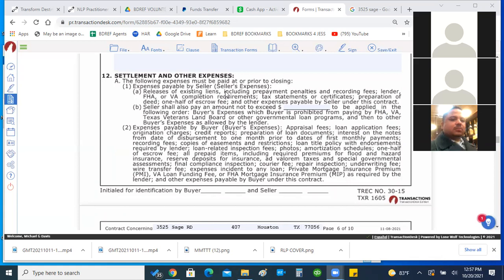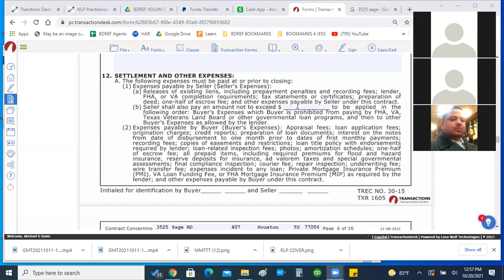All right, so I know a lot of times you hear about the seller contributing to the buyer's closing costs. Well, this is where it will be inputted. This is where we notate in the contract that the seller is going to contribute a certain amount of money to be applied to the buyer's closing costs.